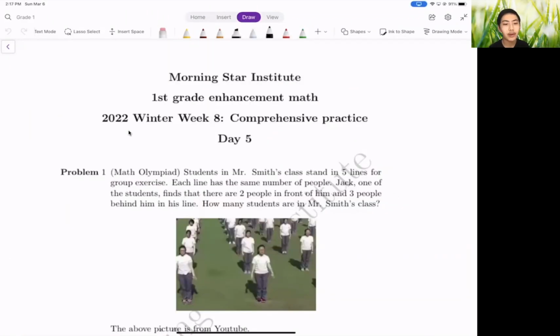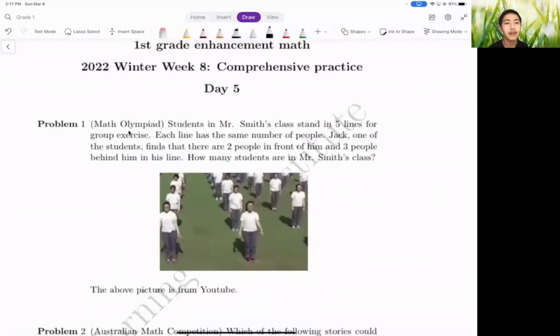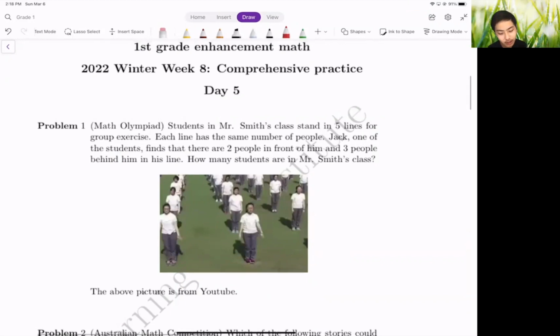Day 5, problem 1. Students in Mr. Smith's class stand in 5 lines for group exercise. Each line has the same number of people. Jack, one of the students, finds that there are 2 people in front of him and 3 people behind him in his line. How many students are in Mr. Smith's class? So let's pretend that this little red dot is Jack.